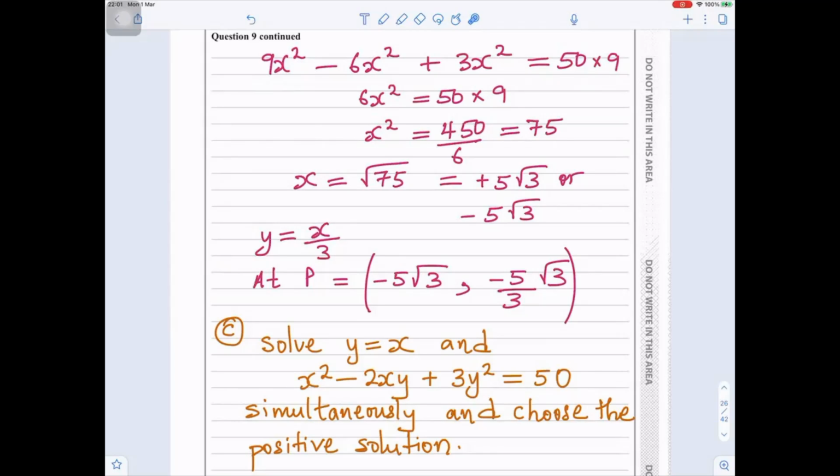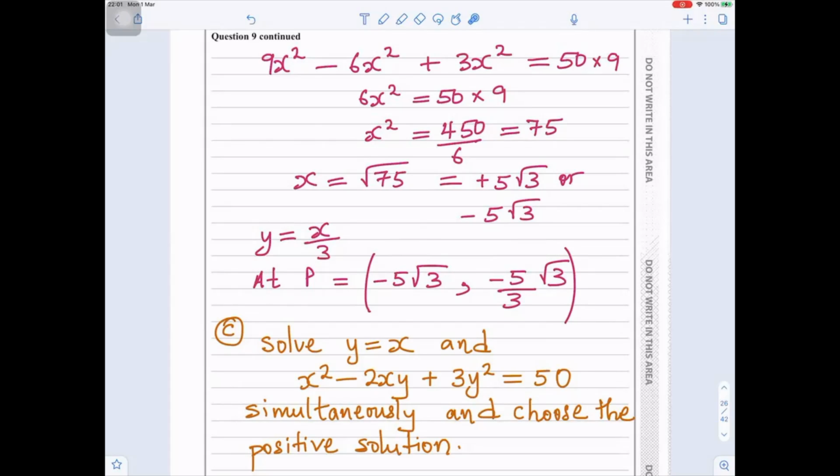and minus 6x squared plus 3x squared will give you minus 6x squared, is equal to 50 times 9. So x squared would be 75, and x will be the square root of 75, which is plus or minus 5 root 3. Now y is x over 3. So at P, you have minus 5 root 3 for x and minus 5 root 3 over 3 for y. So that's your x and that's your y.